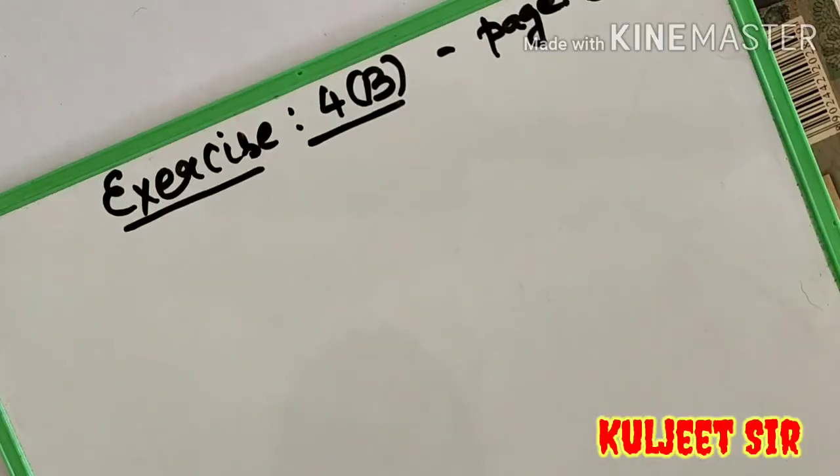Good morning, students. As you are aware, we have already finished lesson number 4, integers. We have also discussed exercise 4a. Today we will be discussing a few sums from exercise 4b. Question 1 and question 2 of 4b are objective type questions and very simple.